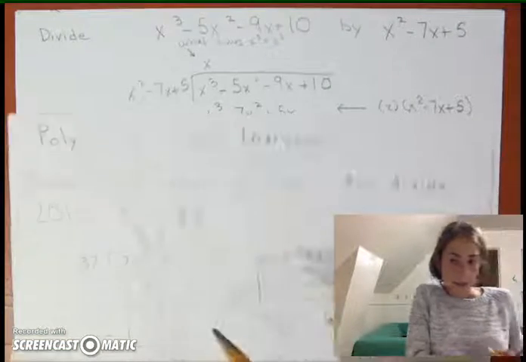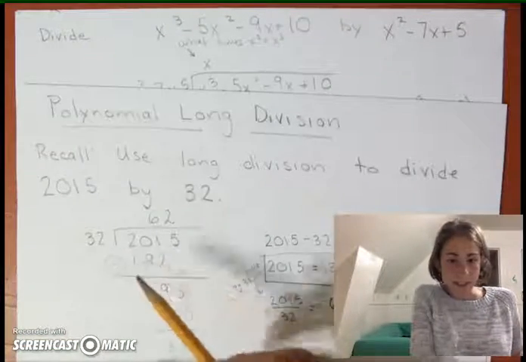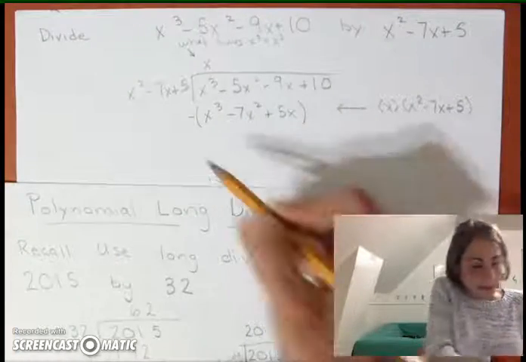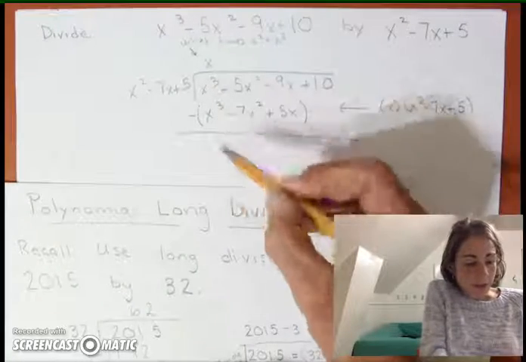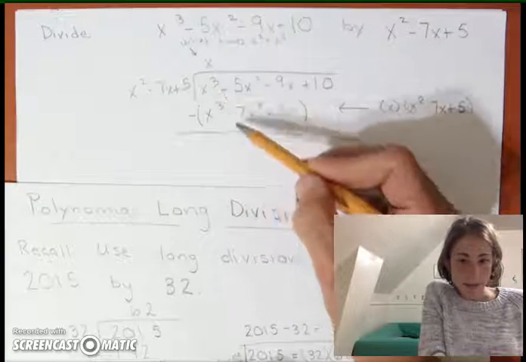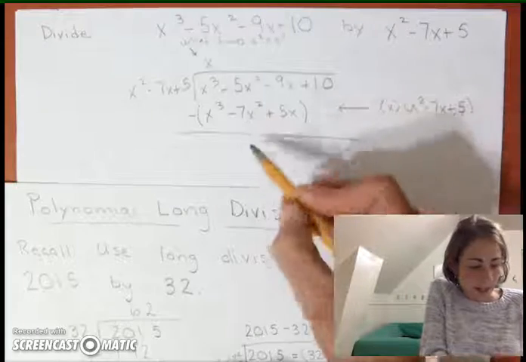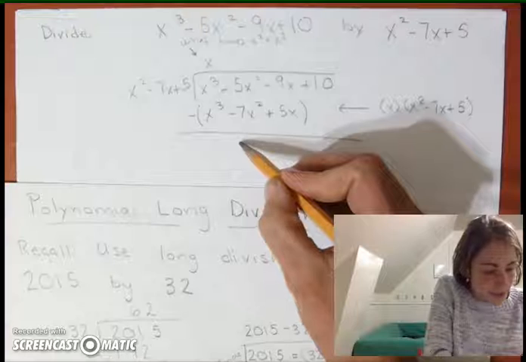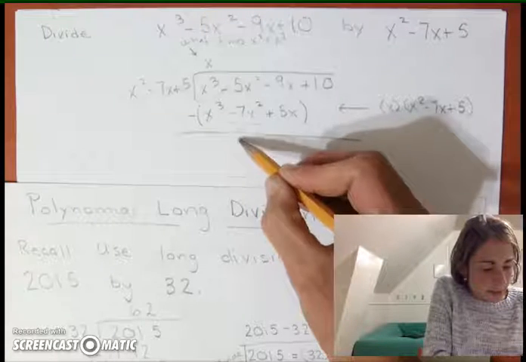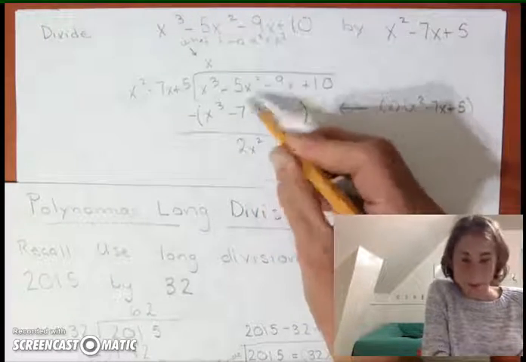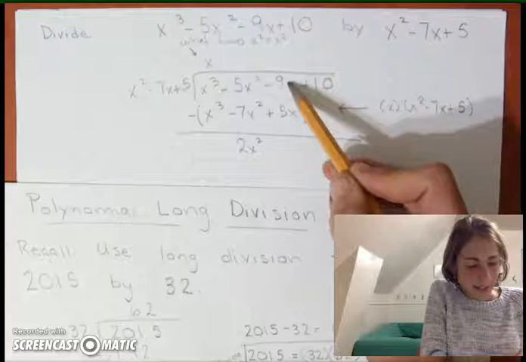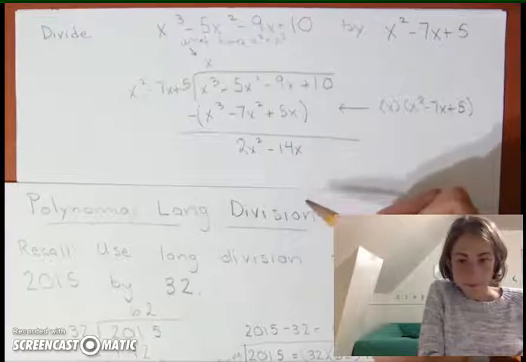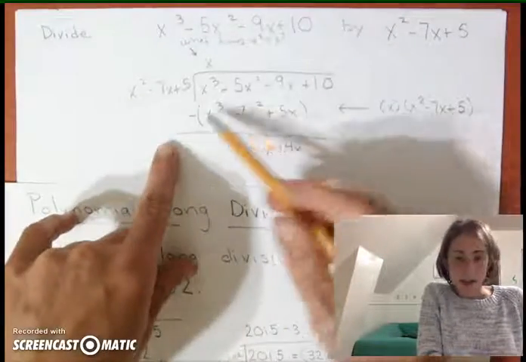Now in the regular long division I subtracted, so I'm going to subtract again. X cubed minus x cubed is 0, minus 5x squared minus 7x squared gives us, this is going to be 2x squared, because this will be a positive 7x squared. Minus 9x minus 5x is minus 14x. Now I do the process again.